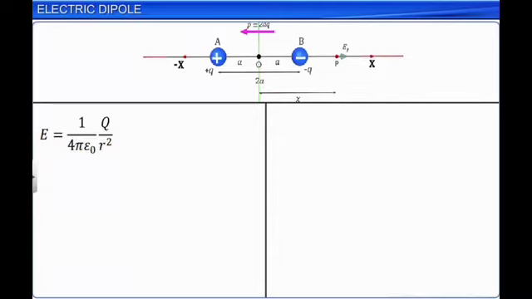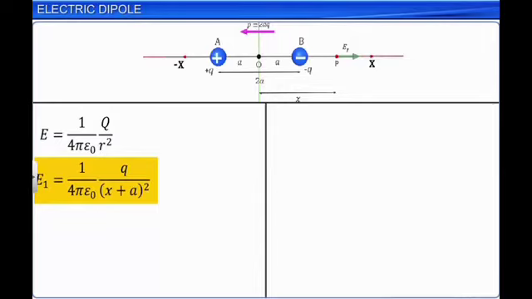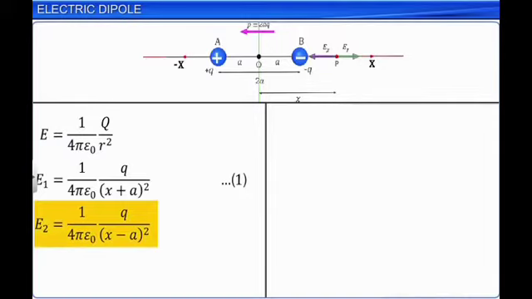Following the expression, the magnitude of the electric field strength E1 due to the charge +Q is equal to 1 by 4 pi epsilon naught Q by (x plus a) whole square. Let this be equation 1. The direction of this electric field is opposite to that of the dipole moment. Similarly, the magnitude of the electric field strength E2 due to the charge -Q is equal to 1 by 4 pi epsilon naught Q by (x minus a) whole square. Let this be equation 2. The direction of this electric field is in the direction of the dipole moment.